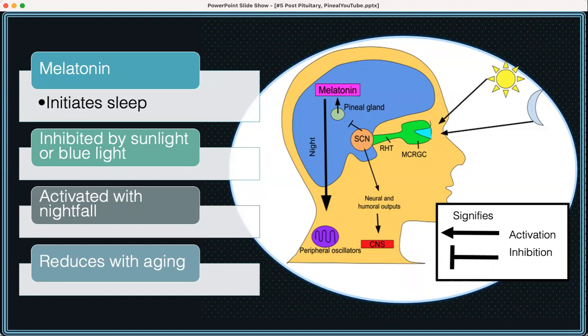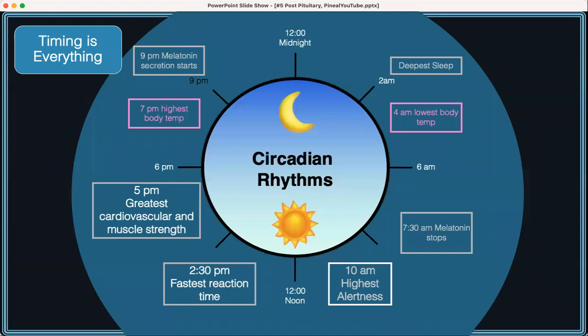Unfortunately, this reduces with aging, and so people as they age have more difficulty falling asleep. So melatonin initiates sleep, but it's not there to keep people asleep. Back to circadian rhythms. There are certain times when you work better.